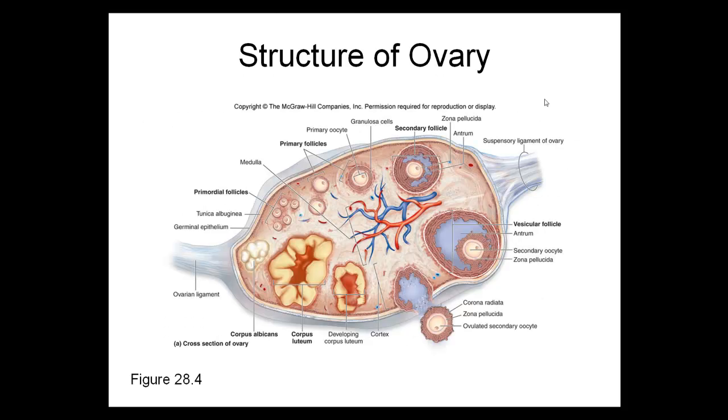Okay, so let's have a look here at the structure once again. We have the germinal epithelium here on the outside, and then we have this white connective tissue, and we agreed that this is called the tunica albuginea. And then we have the cortex that contains all these follicles, and we're going to talk about all these follicles in a little bit. And then the medulla will contain the blood vessels, the lymphatics, and some nerve supply.